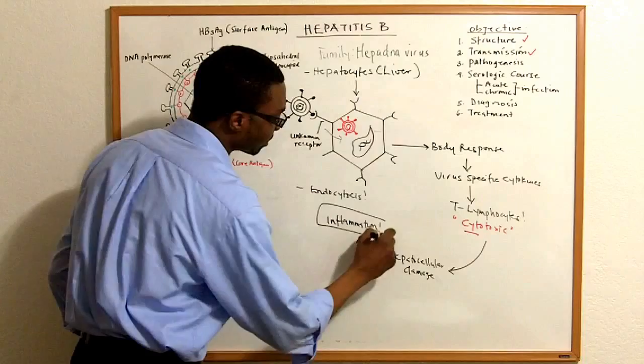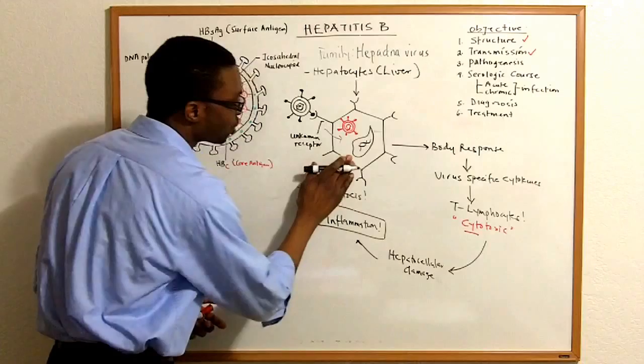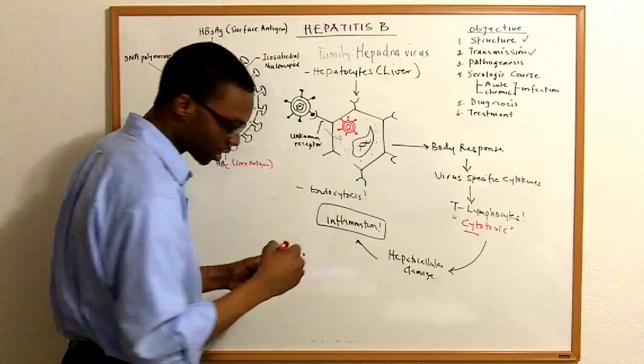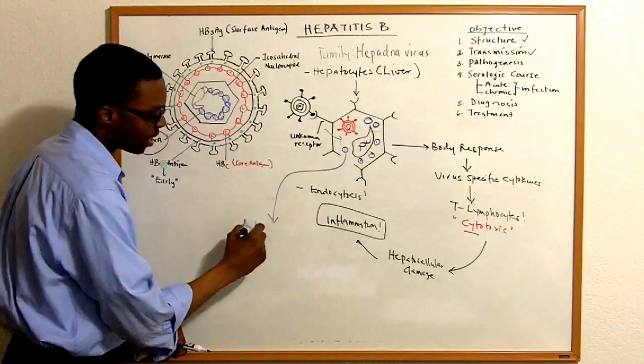Now, the hepatocytes have enzymes. And clinically, what does this mean? Well, when these hepatocytes get destroyed, they're going to release the enzymes that live within their cells. Let's actually make them blue. The enzymes that live within the cells are going to be released. And when these are released, these are known as ALT and AST.